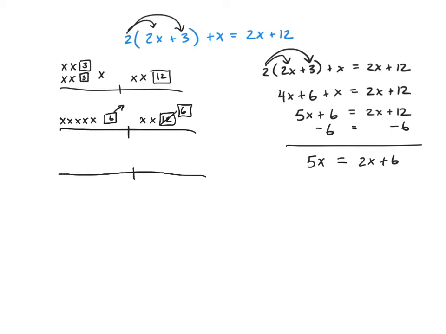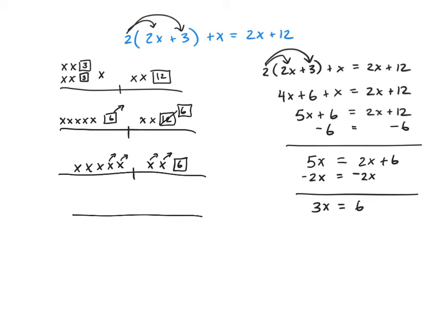And next, I'm going to subtract 2 x's from both sides. So these 2 are going to go away, and these 2 are going to go away. I'm going to do that same thing over here, subtract 2 x's. I'm left with 3 x's on the left and a 6 on the right. You can see that that's the same thing as what we have on the left-hand side. And if 3x equals 6, x equals 2.